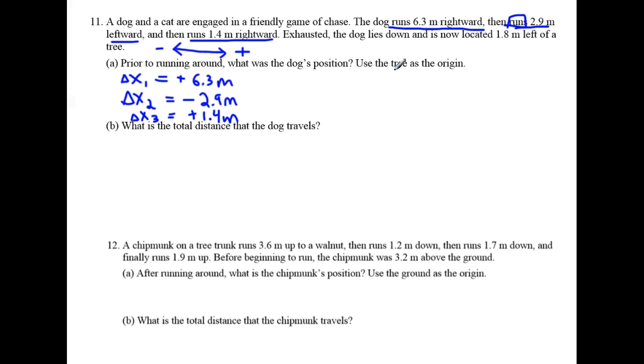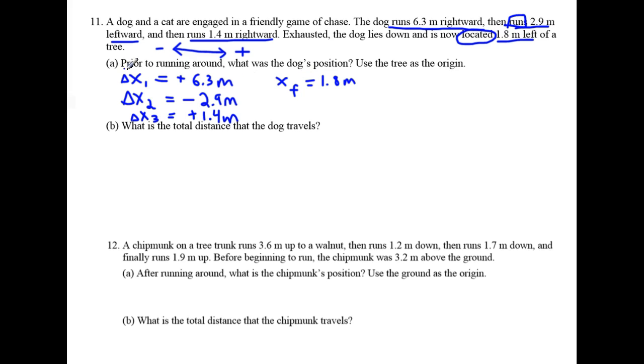Exhausted, the dog lies down and is now located 1.8 meters left of a tree. So is it moving 1.8 meters or is it positioned 1.8 meters to the left? It is positioned or located 1.8 meters to the left. That makes this a position, 1.8 meters. But is it the initial position or the final position? The answer is this is the final position because that's where the dog is after these displacements. That's why it's final position, because this is the position after the displacements.